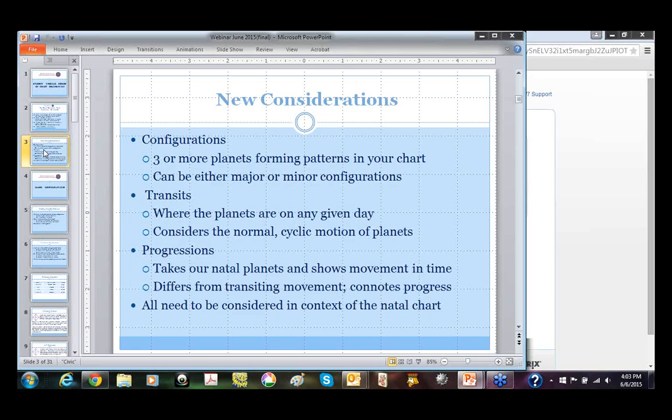Basically that takes our natal planets and it shows a specific relationship of their movement in time. It differs from the transiting movement, and it somehow connotes a progress, which is why they're called progressions. Thinking hopefully that we're older and wiser and a little better at using that energy as we age.